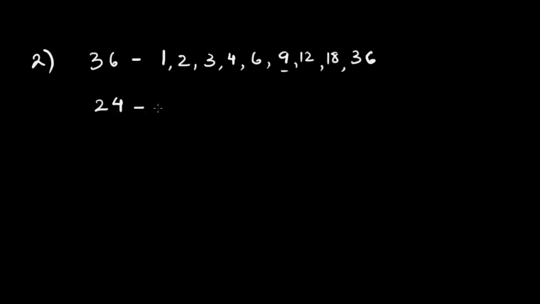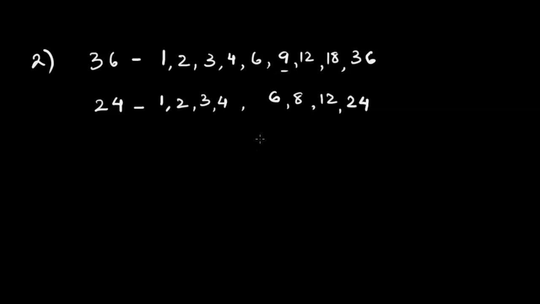Similarly, we find the factors of 24, and those are 1, 24. Then we have 2, 12. Then we have 3. When we multiply 3 with 8, 3 and 8 both are factors of 24. Next we have 4, 6. Next, 5, we would not be able to see. So these are all the factors of 24.